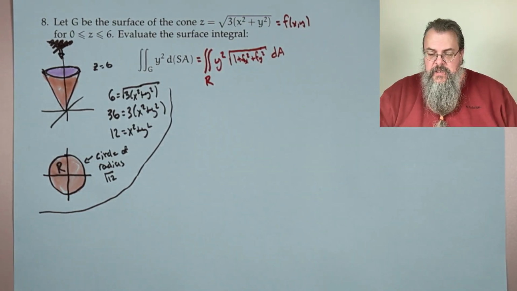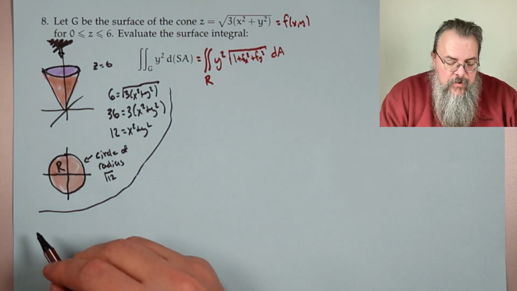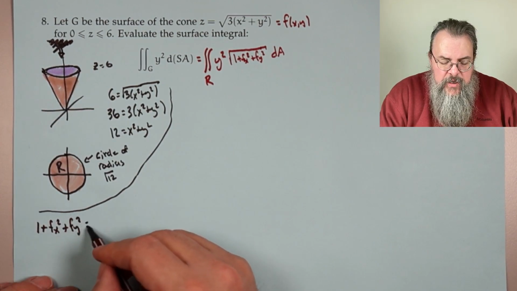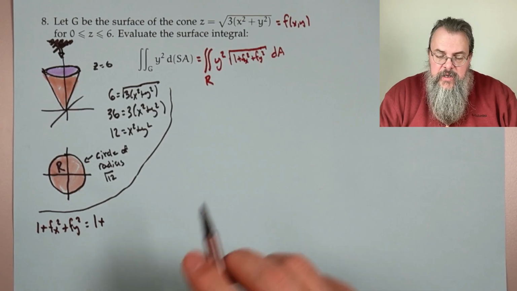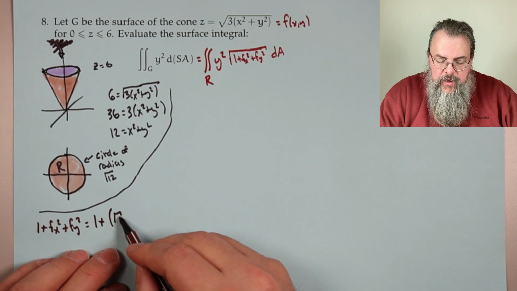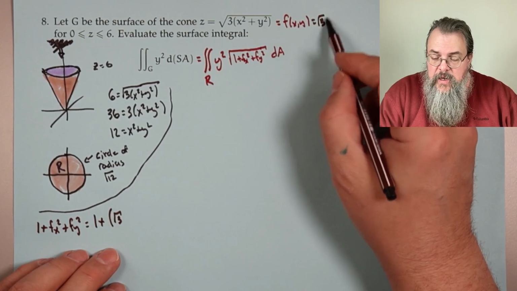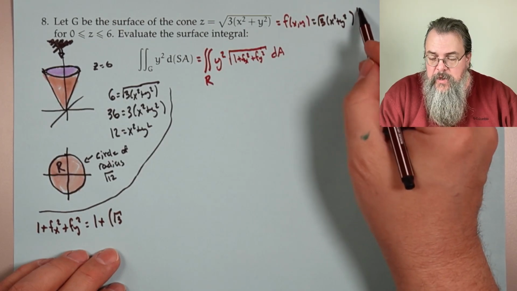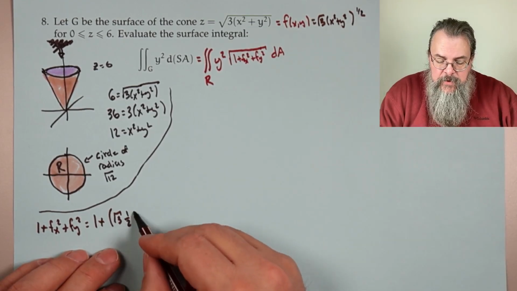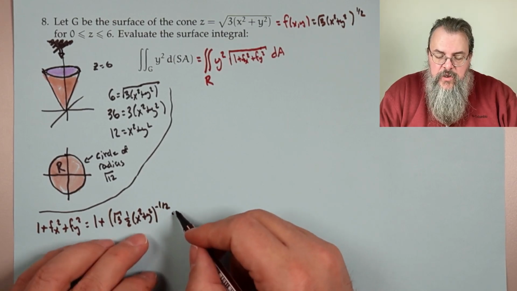Okay, so let's come down here and do some work. So 1 plus fx squared plus fy squared, that's 1 plus. Now, I can think of the square root of 3 separately. This is really square root of 3 times x squared plus y squared to the 1/2 power, right? So square root of 3, 1/2 x squared plus y squared to the minus 1/2 times 2x.